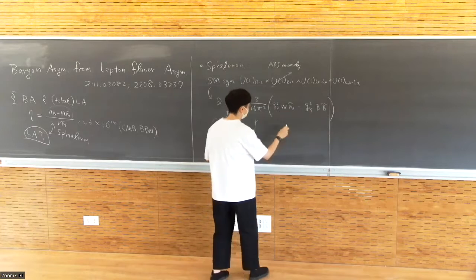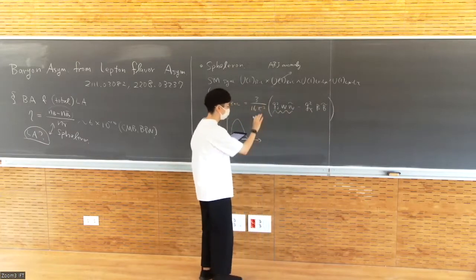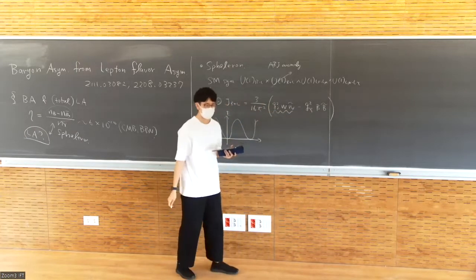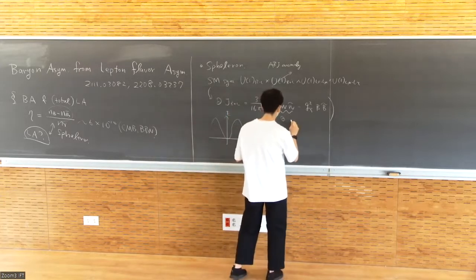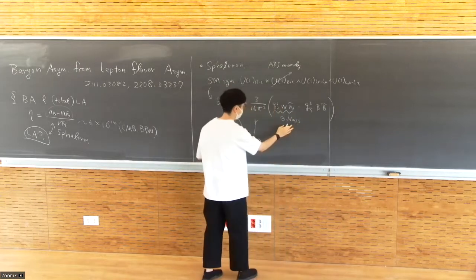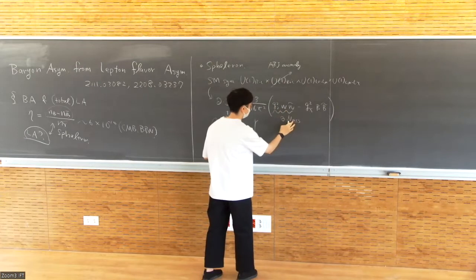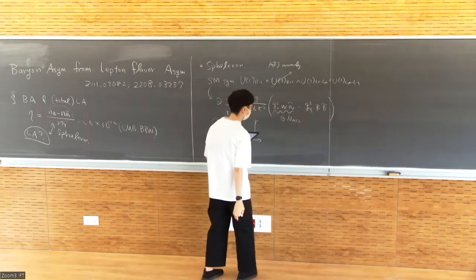The important thing is that this topological operator, since it is topological, means that you can write down this operator as a total derivative of something, which is sometimes referred to as the Chern-Simons number. For W, this is for SU(2), the Chern-Simons number.